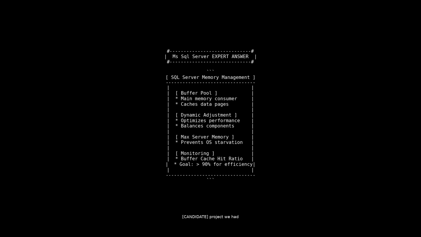In one project, we had a large e-commerce database, and we configured the max server memory setting to ensure SQL Server didn't consume too much and starve the OS. We monitored the buffer cache hit ratio to ensure it stayed above 90%, which indicated efficient memory usage.